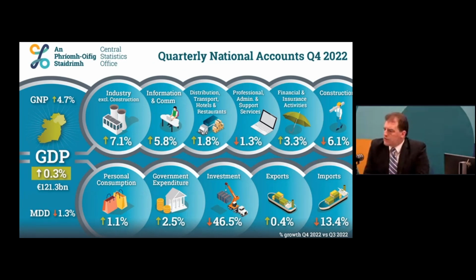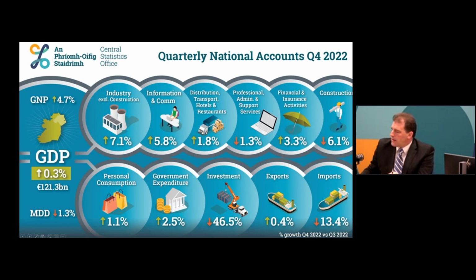The quarter turned out to be a little softer than we first expected. The GDP result is 0.3%, down from the 3.5% we had in our preliminary estimate that Brian's going to talk to you a little bit about. But it's a familiar picture here. The MNEs were strong in the quarter, with some weakness in the construction sector and professional admin and support services. On the expenditure side of the accounts, we've got consumption up 1.1%, government expenditure up 2.5%.